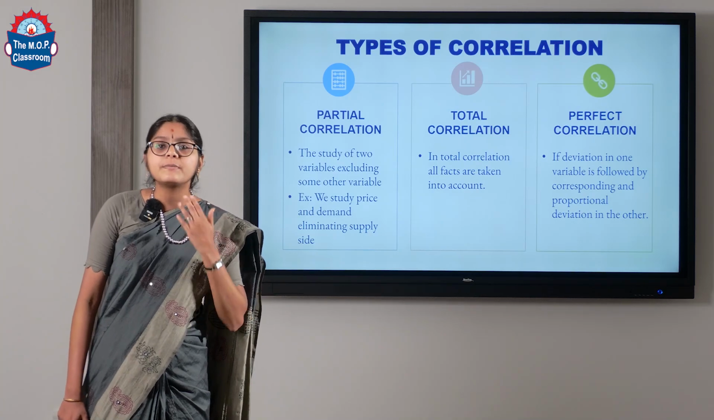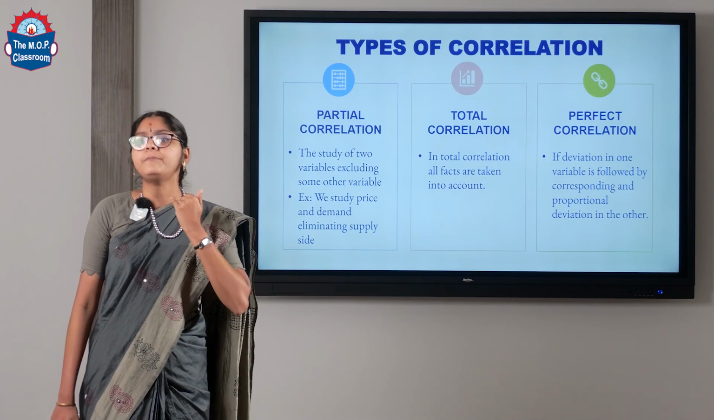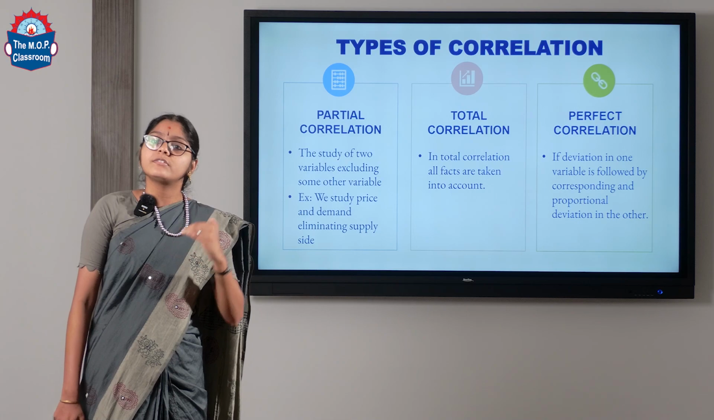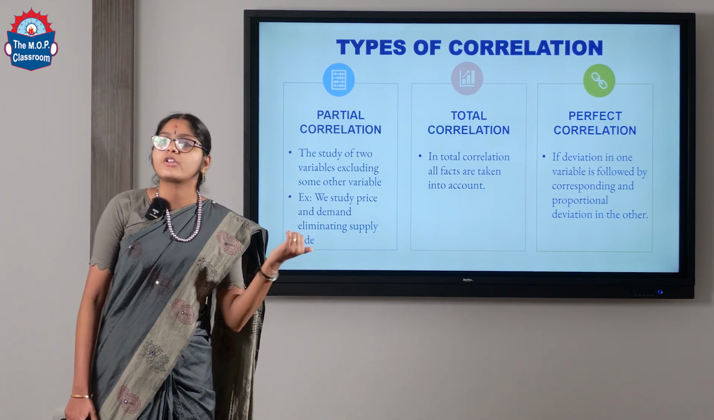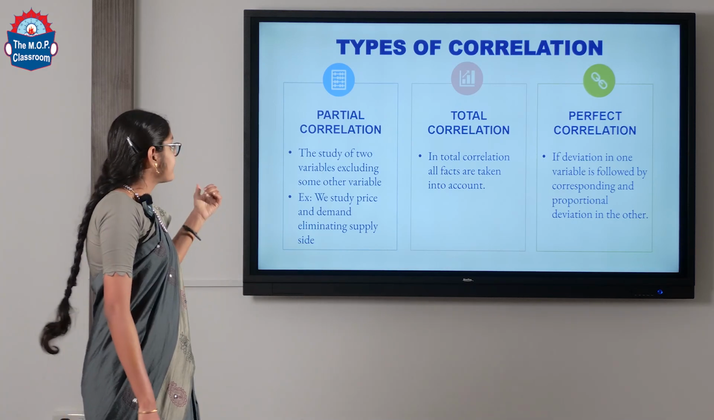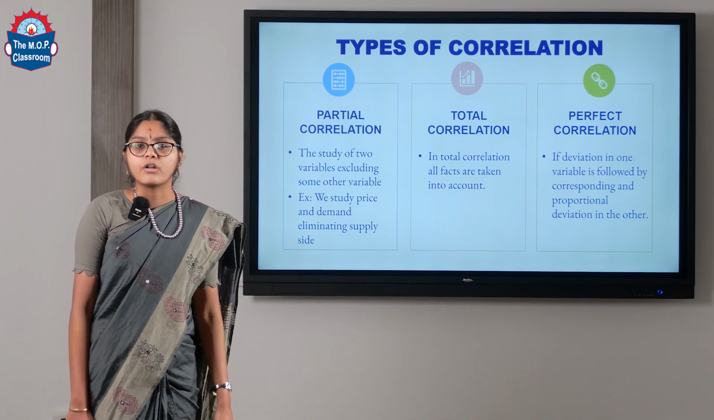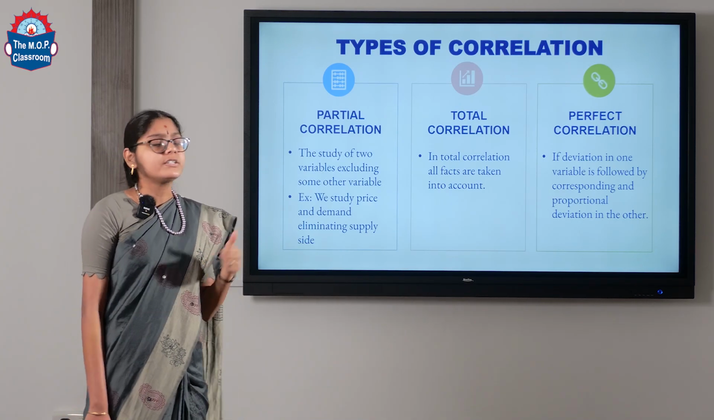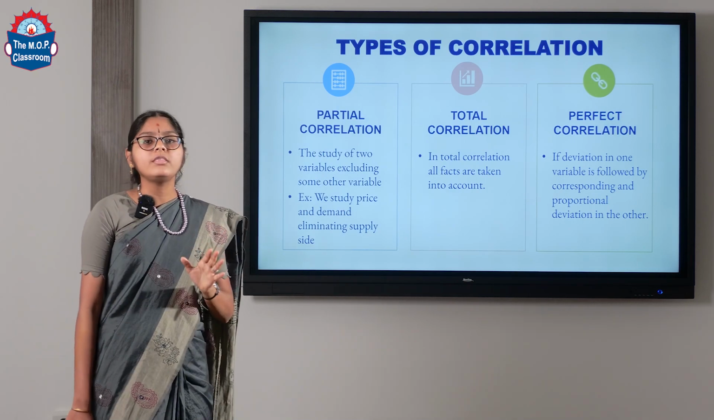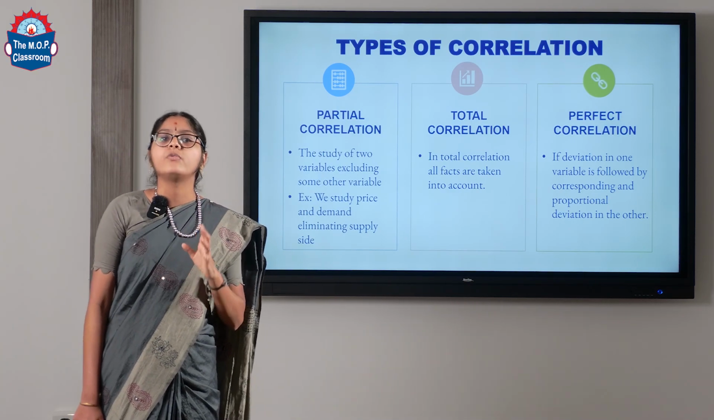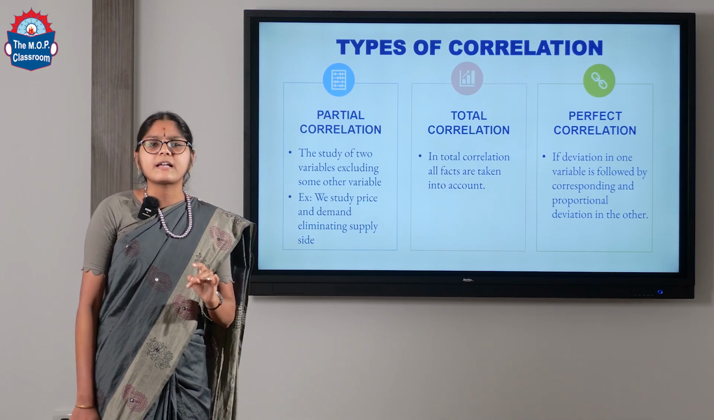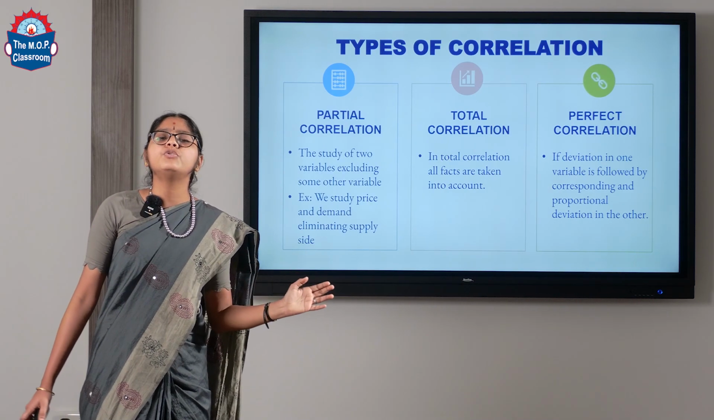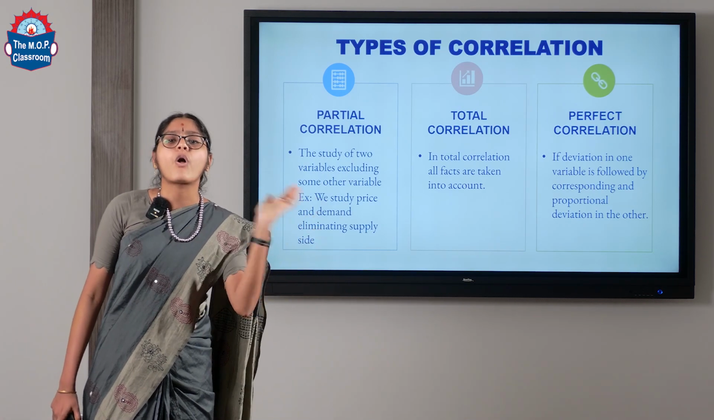When we are concerned about the consumer's perspective, we eliminate the producer's perspective. So these are kinds of instances we often come across as economics students. Next, total correlation. In total correlation, all the facts will be taken into account, every single detail. For example, price, demand, supply, all the facts. You find a correlation for all at once.